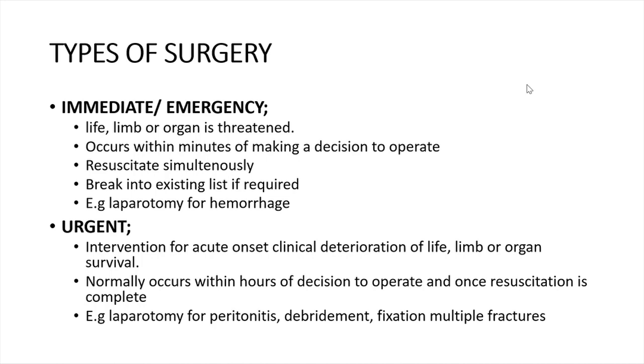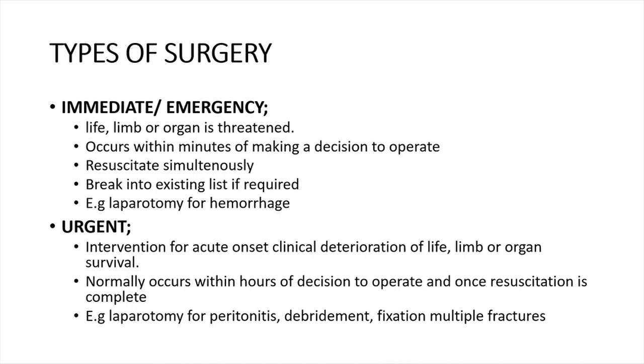For example, when you have a ruptured aortic aneurysm, maybe you have laparotomy for hemorrhage. In this condition, you do not delay any form of treatment, okay? So this is called an emergency or an immediate surgery. Now you could have an urgent surgery. Most of the surgeries we call emergency surgeries are not actually emergency, okay? Here, in this condition, the patient is resuscitated before you take the patient for surgery.